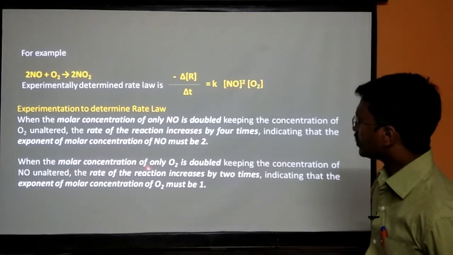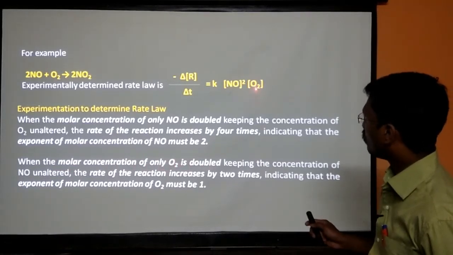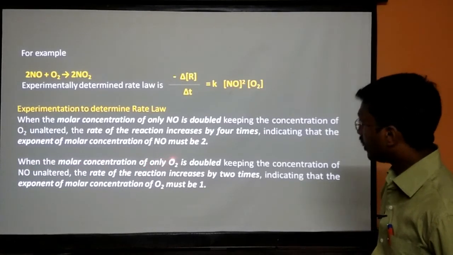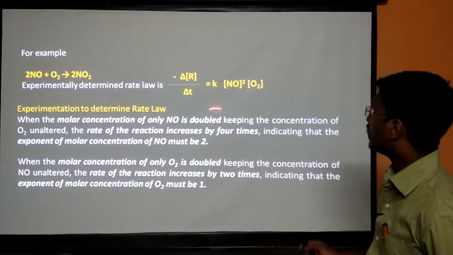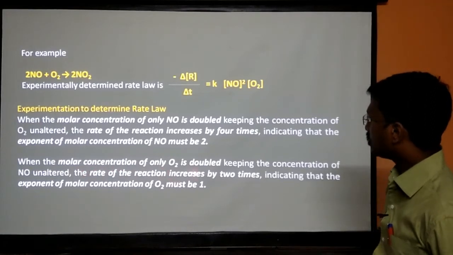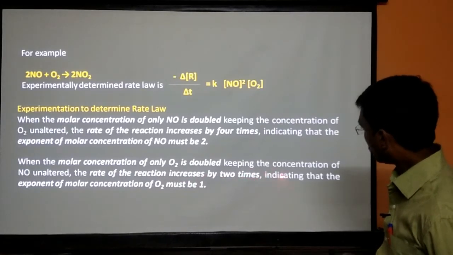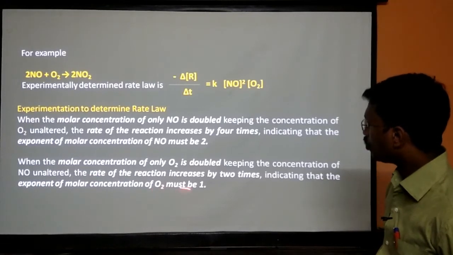When the molar concentration of only O2 is doubled, this time we are doubling the concentration of O2. We are not changing this one. When the molar concentration of only O2 is doubled, keeping the concentration of NO unaltered, we are not changing NO, then the rate of the reaction increases by 2 times. The rate of the reaction increases by 2 times. This indicates that the exponent of the molar concentration of O2 must be 1.